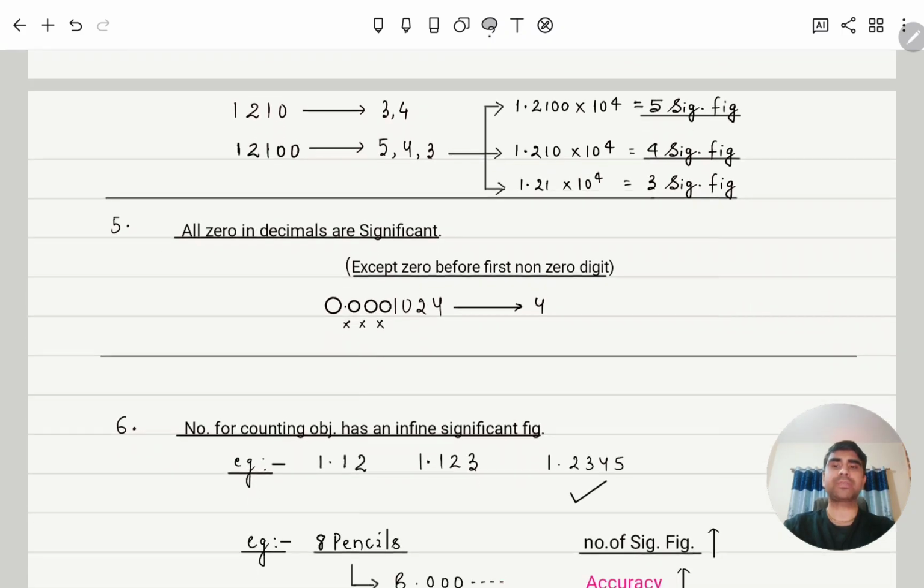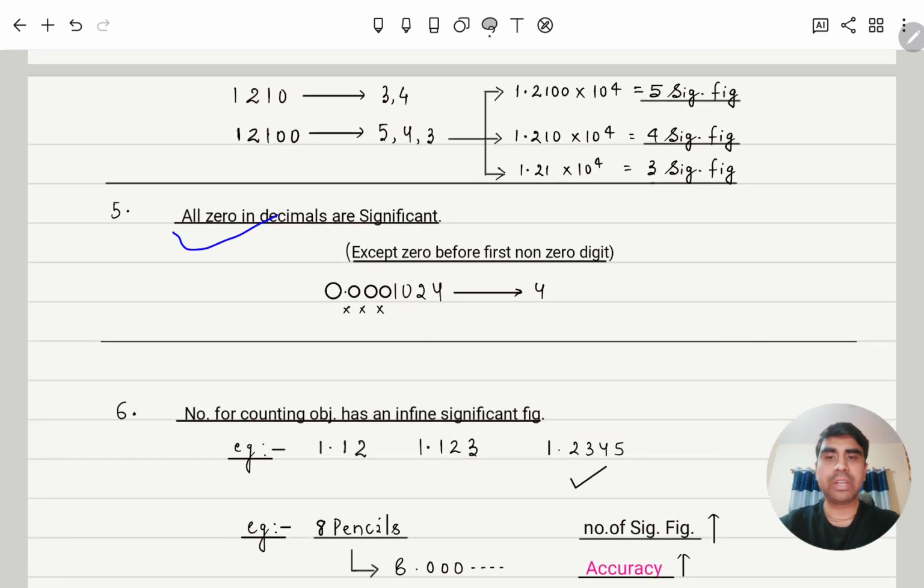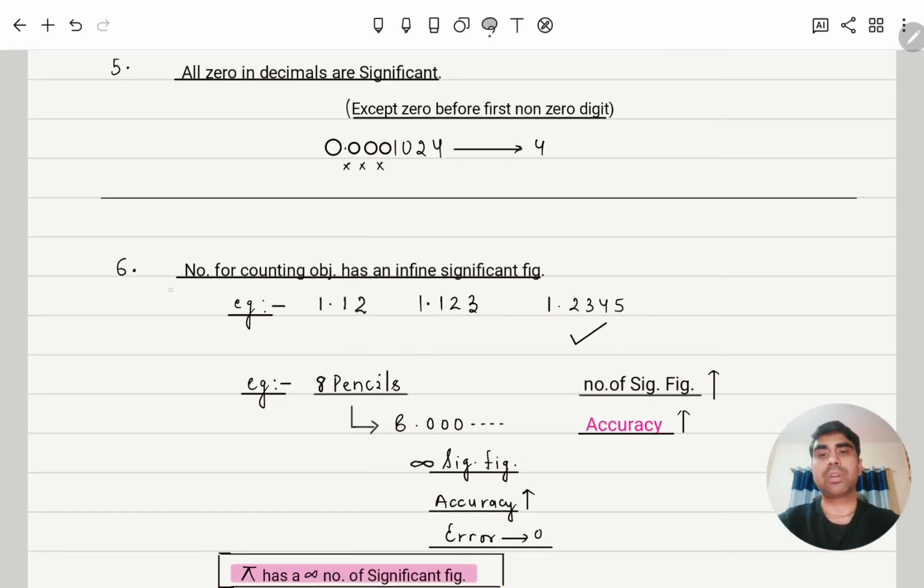Now, further moving. All zeros in decimals are significant, except zeros before the first non-zero digit. Like here you can see this is the first non-zero digit. So before that all are not significant, but after that a 0 is considered significant. So total 4 significant figures.